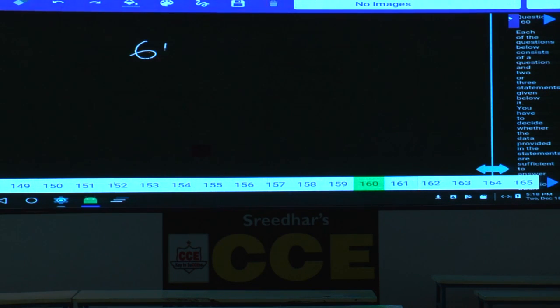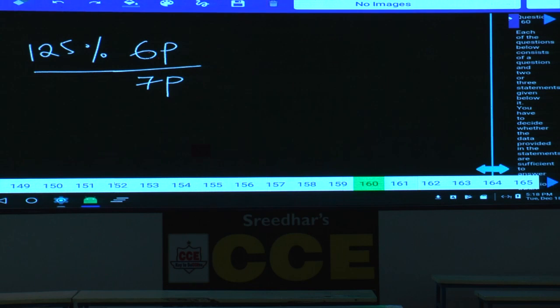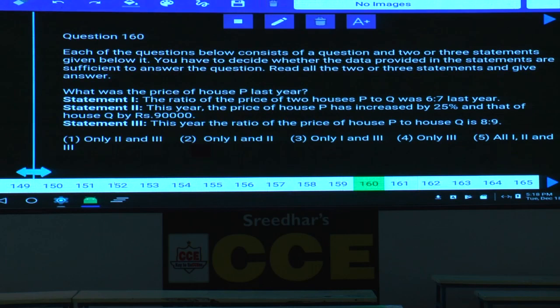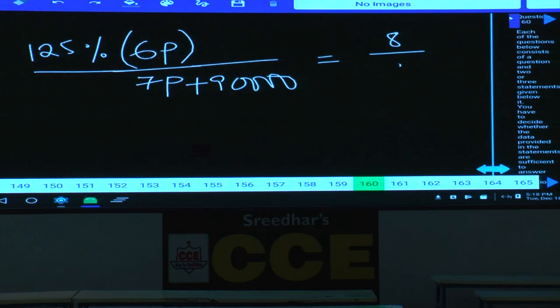One year back, the ratio was 6:7. So let's say 6 parts and 7 parts. P value increased by 25% from last year to this year, so it becomes 125% of 6 parts. And the second value increased by 90,000. And now the ratio is equal to 8:9, which is equal to 8/9.